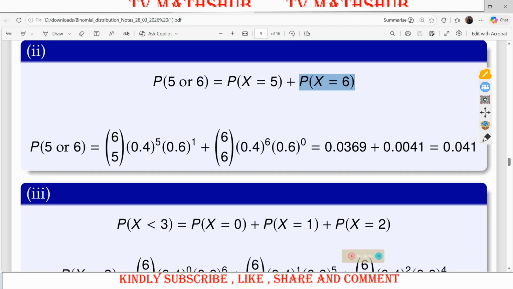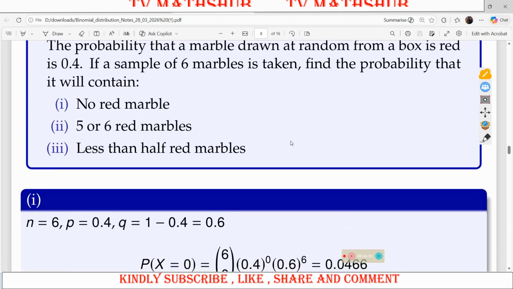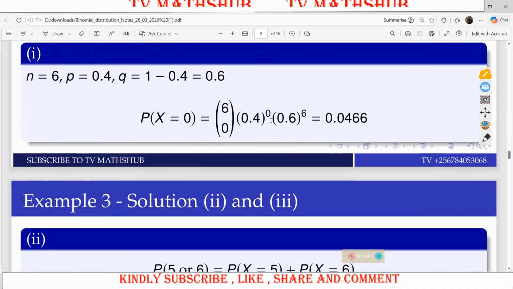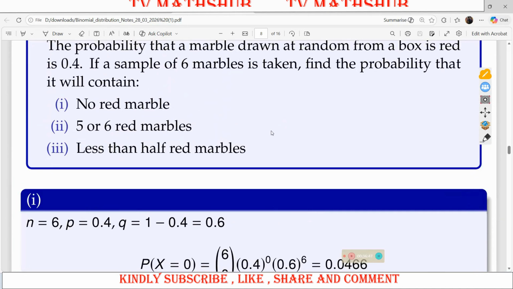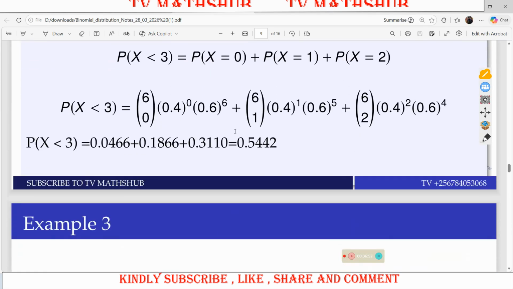So when you add that 0.0369, you add it to 0.0041, you'll be able to get 0.041. So that will be the required answer. So part 3 requires us less than half red marbles. So half, first of all, there are 6 of them. So less than half of the 6, that is less than 3. So that is the probability of X less than 3, less than half of red marbles. So we are choosing from a sample of 6, so we are looking at X less than 3.